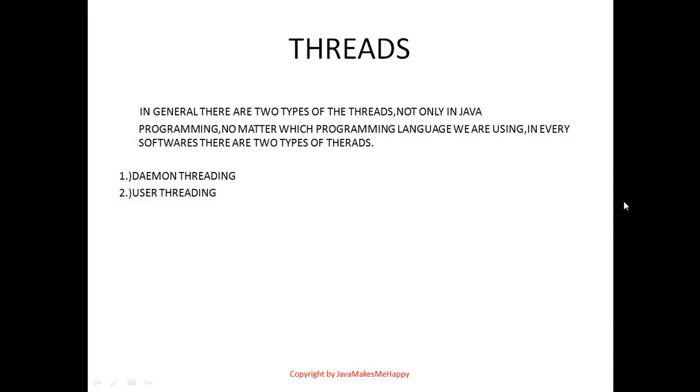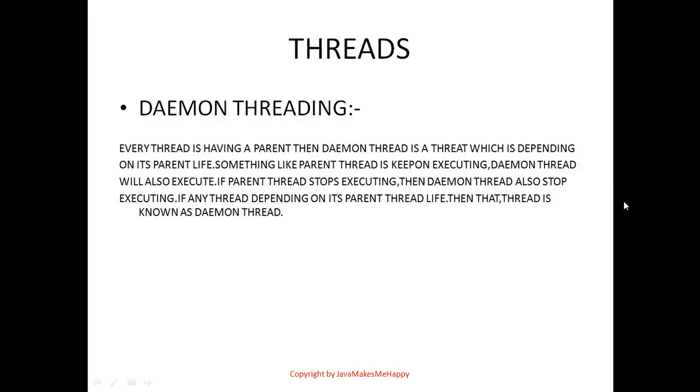Now, in general, there are two types of thread, not only in Java programming. No matter which programming language we are using, in every software there are two types of thread. One is the daemon thread, another is the user thread. Now, what is a daemon thread? Every thread has a parent. A daemon thread is a thread which depends on its parent's life.